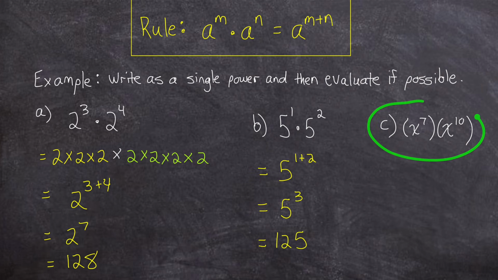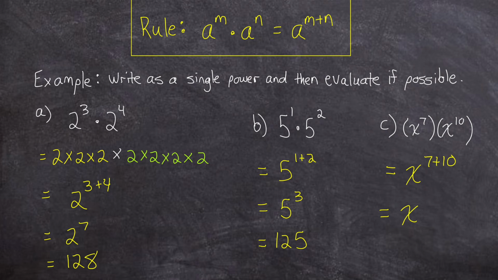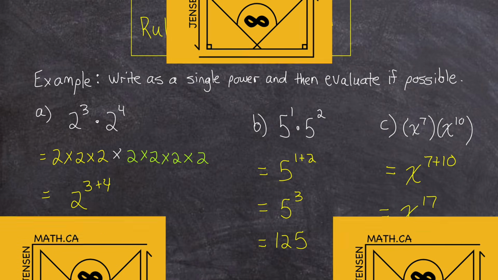And lastly, part C, I have two powers of x being multiplied together. Since the base of the power is a variable, we're not going to be able to evaluate, but we should be able to simplify it by writing it as a single power. Since the bases of the powers being multiplied together are both x, when using the product rule of powers, I know I keep that same base of x, and then to get the new exponent, I just add the exponents together, 7 plus 10, which means my simplified single power is x to the power of 17.